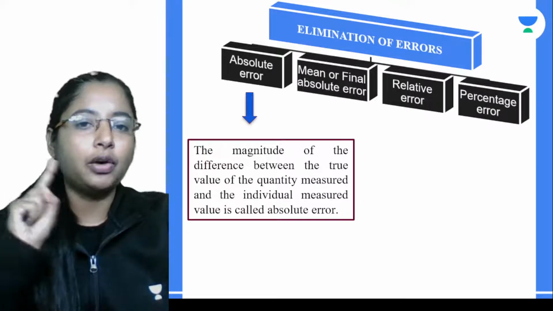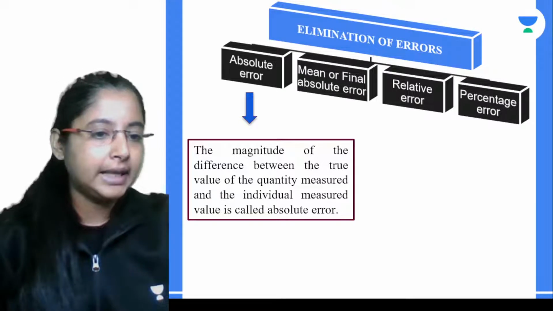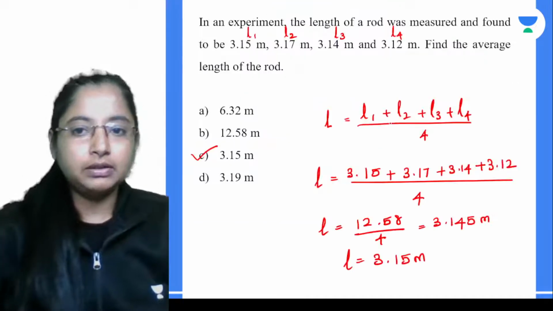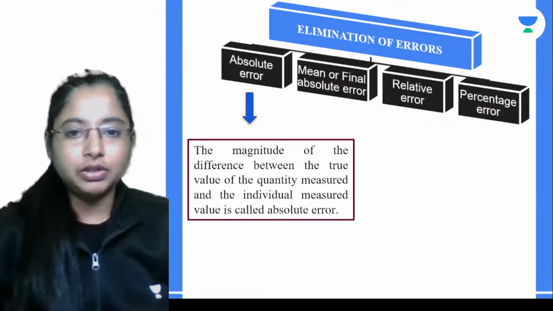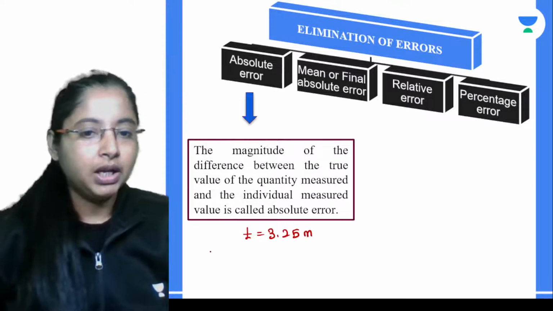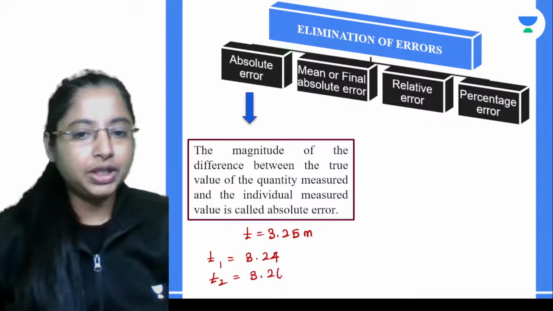First, you are going to find the absolute error. What is absolute error? Very simple. Let me give you one example, then we will do a numerical. Let's say the thickness of the pencil is 3.25 centimeters. This is the actual value. The first reading you took, let's say it is 3.24. The second time, the reading you take is 3.26.